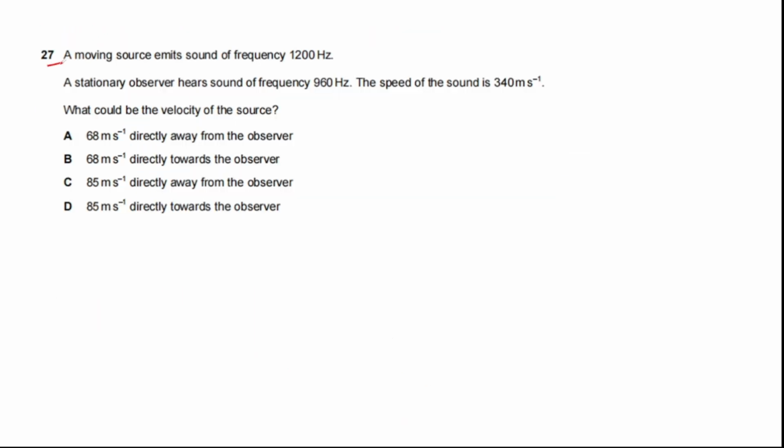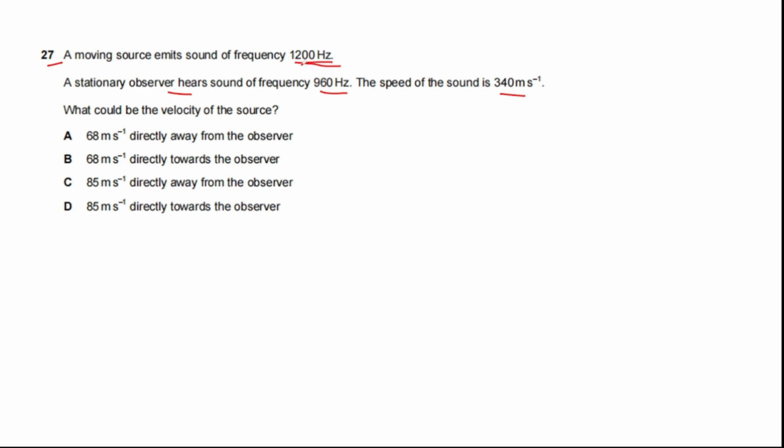Question number 27. A moving source emits a sound of frequency 1200 Hz. A stationary observer hears the sound of frequency 960 Hz. The speed of the sound is 340 meters per second. What could be the velocity of the source?